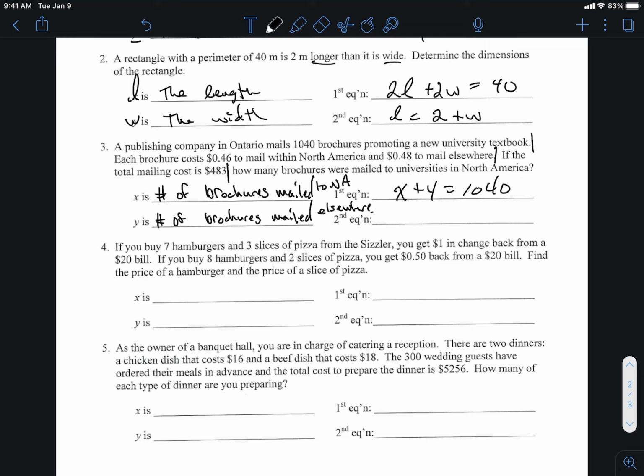Okay. The second part of this looks like kind of a money question again because I see some dollar signs, right? And so it's 46 cents to mail within North America, which we said was X. So 0.46X plus 48 cents to mail elsewhere. And the total that they spent was $483.